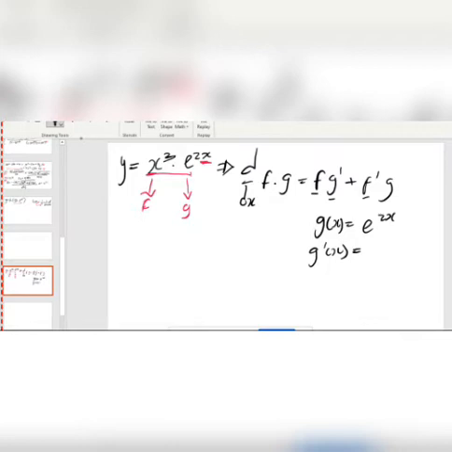Guys, what is the derivative of e to the power 2x? Yes, that's correct. Do you guys understand how she got that answer? Is there anyone who's lost? It's on your formula sheet.